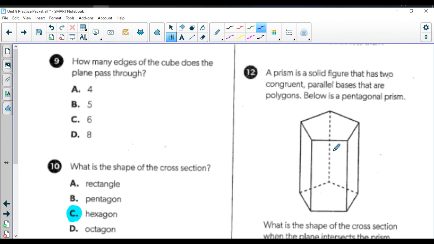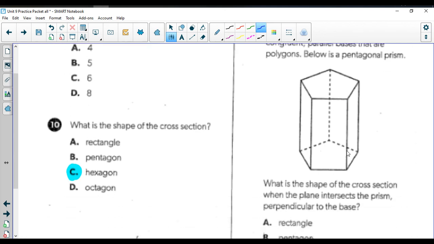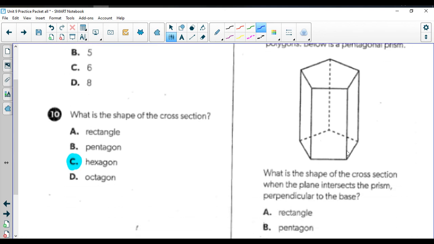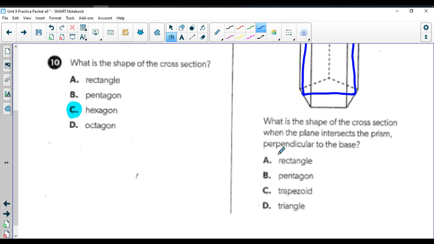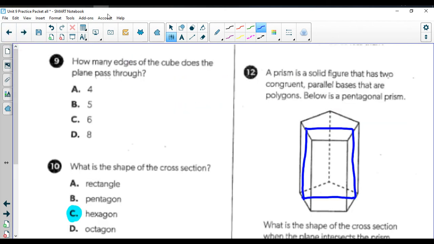For question number 12, a prism is a solid figure that has 2 congruent parallel bases that are polygons. Below is a pentagonal prism. What is the shape of the cross-section when the plane intersects the prism perpendicular to the base? So what we'll be doing, no matter where we go perpendicular to the base, we'll be cutting across the top. We'll be cutting down these 2 sides, and then we'll also be cutting across that bottom. So because of that, we will end up with a rectangle. And that is it then for slicing 3D solids.